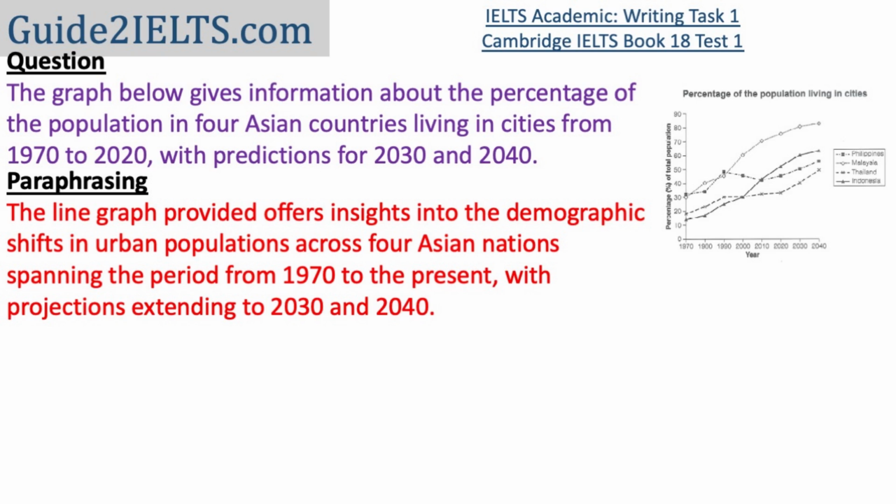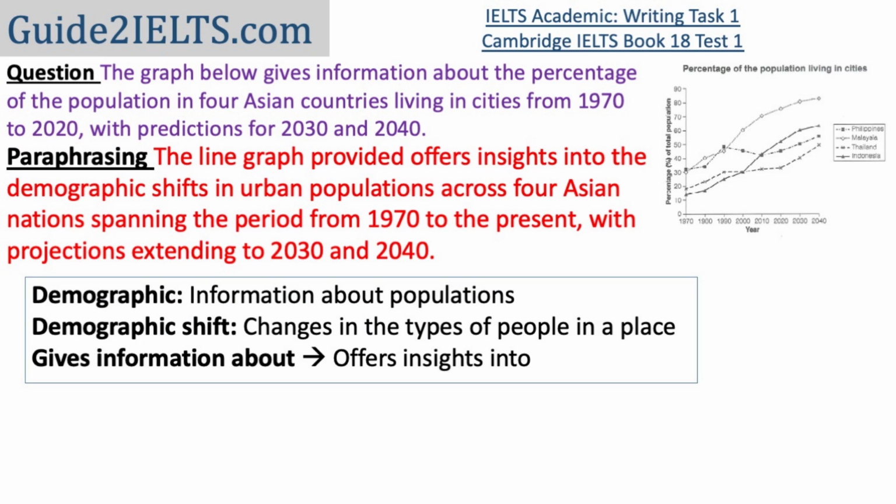Here's another paraphrasing of the same question. The line graph provided offers insights into the demographic shifts in urban populations across 4 Asian nations, spanning the period from 1970 to the present, with projections extended to 2030 and 2040. The most noteworthy part in this one is demographic shifts. Demographic means information about populations. For example, how many males and females are there in the population, where people live, how many work in which profession, etc. Demographic shift means changes in the type of people in a place.